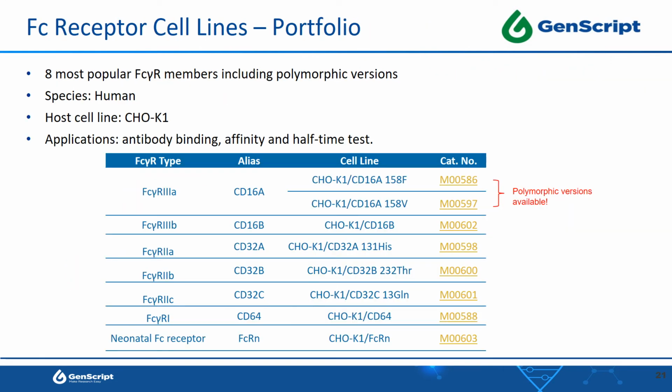At GenScript, we provide the 8 most popular Fc receptor members in our stable cell lines, including polymorphic versions. All the expressed Fc receptors are human proteins. They are all expressed in the host cell CHO-K1, and they are great tools to study antibody binding, affinity, and half-life tests.